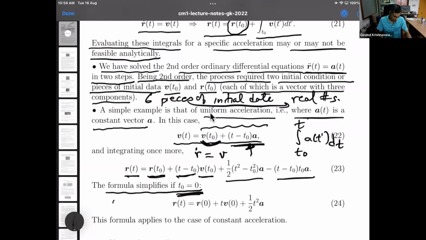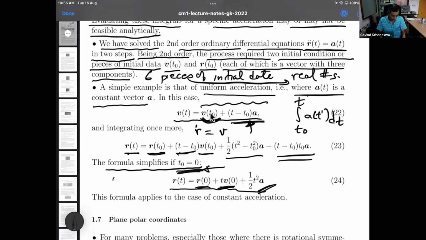I'm saying different things here. I said a much deeper statement about time translation invariance, but choosing t naught as zero is a much more mundane thing. It simplifies this expression and brings you to a more familiar expression, perhaps. r of t is the initial location r naught plus t times v of 0 plus half a t squared. So that's a very familiar formula from your initial education, I would think.